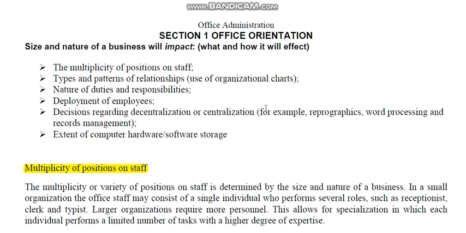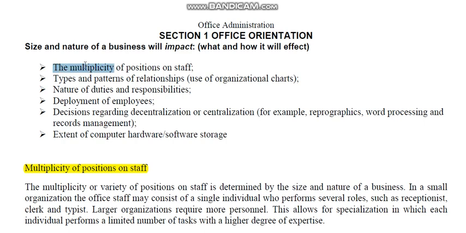In the last lesson, we looked at the types of business. Today, we're going to look at the size and nature of businesses and the impact they have on employees, the business, or the general public and environment. So let me highlight the various aspects or areas on which the size and nature will have an impact.